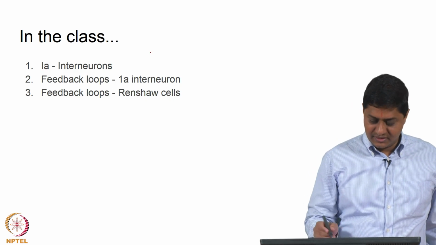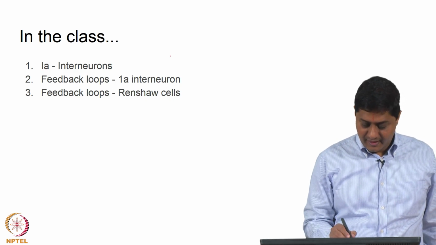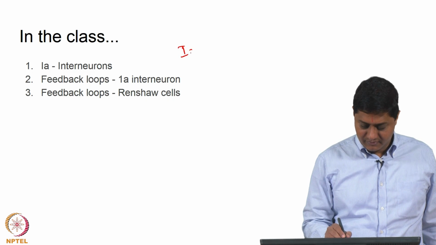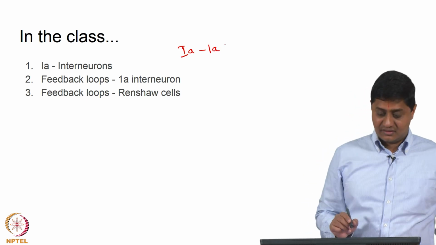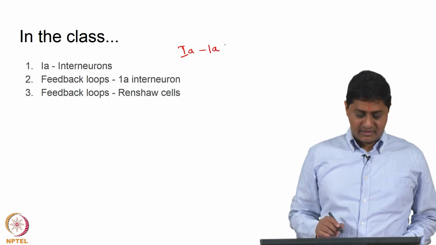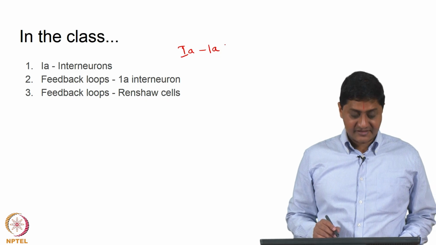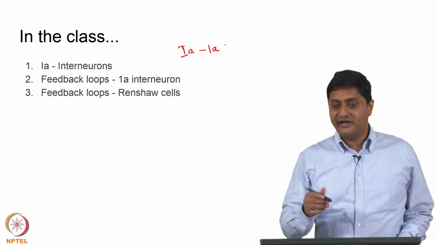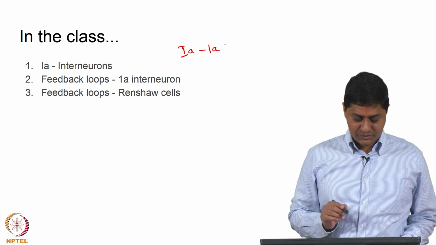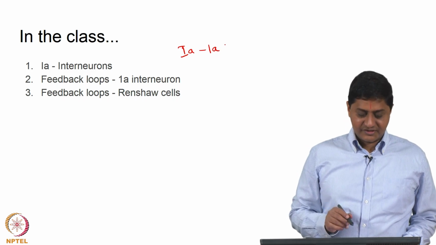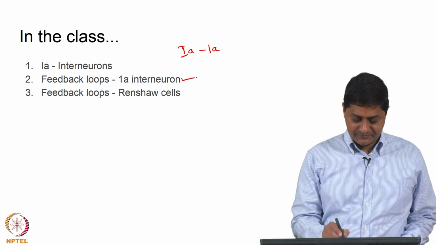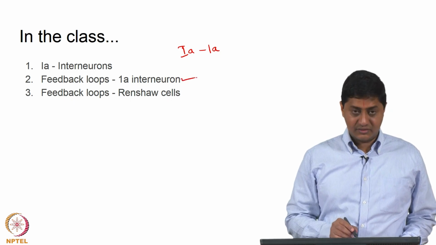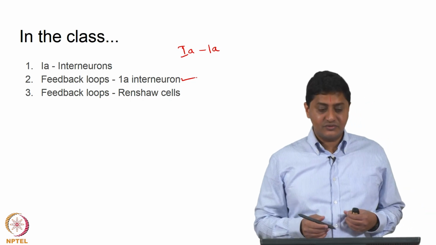It is written with Roman numeral 1, but for clarity in this class I am going to call this 1A, with numeral 1 and A, because otherwise some students read it as IA interneurons. So, that is actually 1A interneurons, and the feedback loops that are involved by 1A interneurons, and those that involve a combination of 1A interneurons and Renshaw cells.